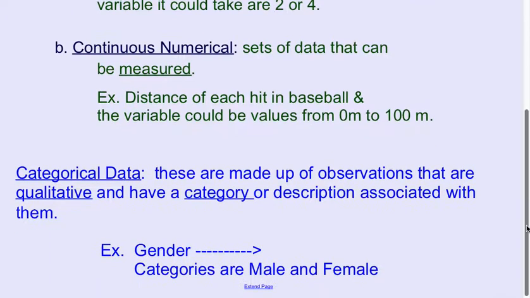The next piece is what we call categorical data. These are made up of observations that are qualitative and have a category or description. For example, if you want to identify gender, there are 2 categories, males and females.